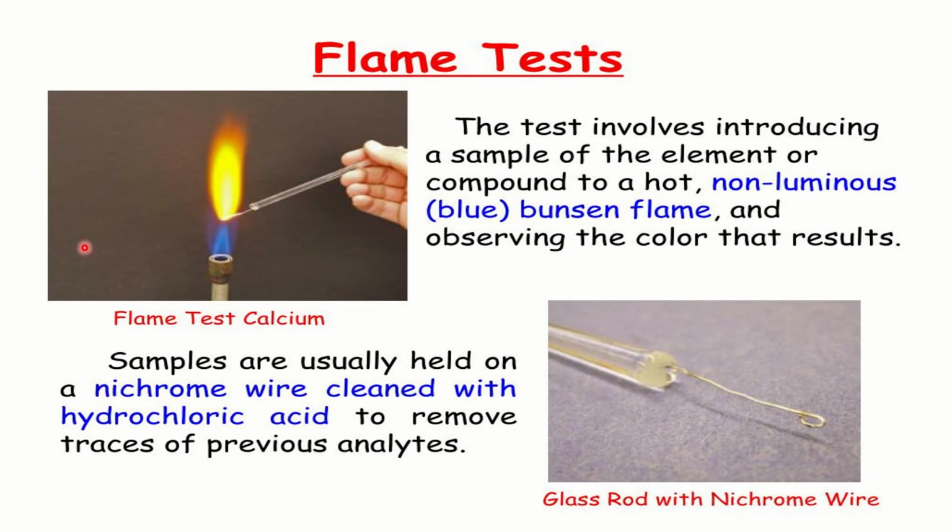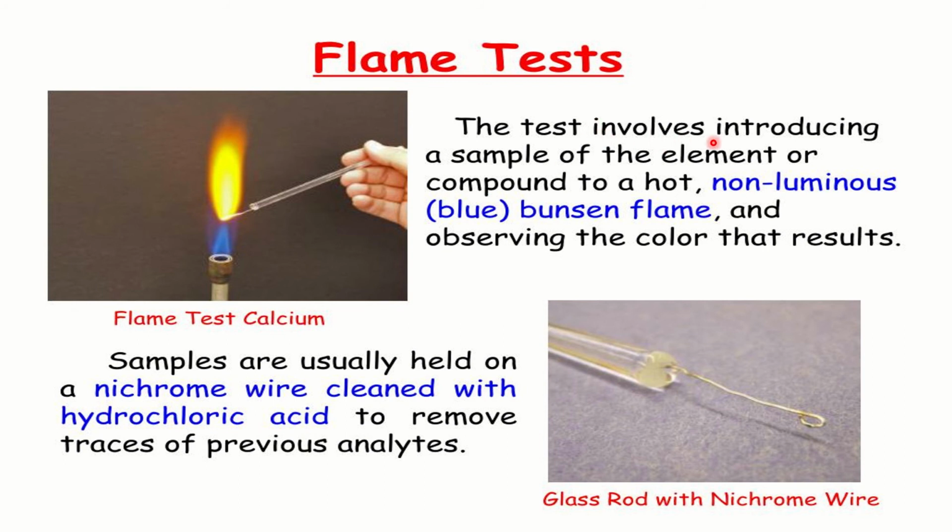Look, in this way the flame test is done. Here this is a glass rod, and on the top of the glass rod there is a wire. Nichrome wire or platinum wire can be used, and when some amount of salt with HCl is taken here, it produces this flame on the Bunsen burner.